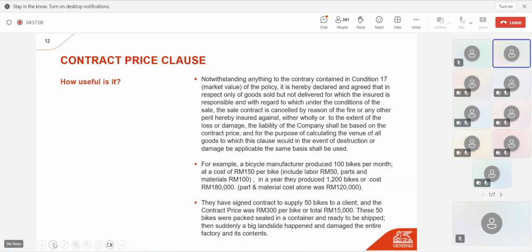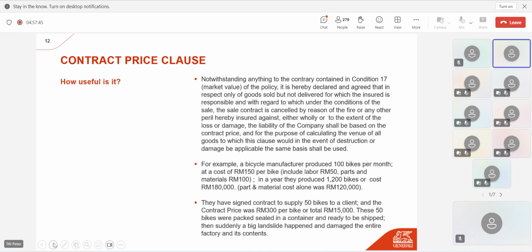Okay, so now that means goods sold but not delivered for which the insured is responsible and with regard to which the sale contract is cancelled by reason of fire or any other perils hereby insured against, either wholly or to the extent of the loss or damage, the liability of the company shall be based on the contract price. So you see or not? Meaning if you have already sold the item at 200 ringgit, even though your cost price is 100 ringgit, the item now has the contract price of 200 ringgit. In the event of total loss, the insurance company has to pay you 200 ringgit based on the contract price.